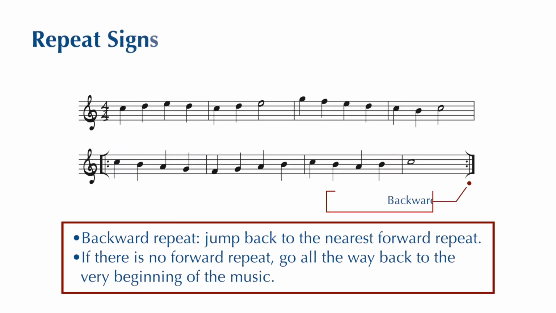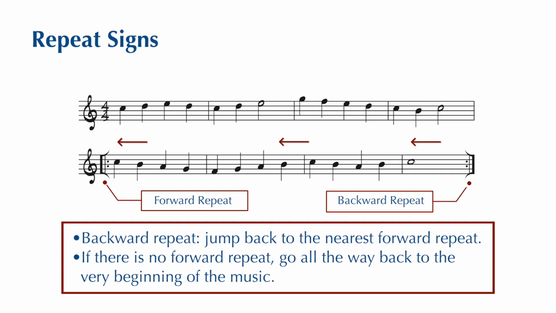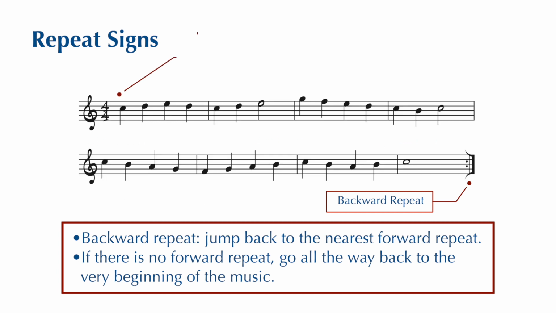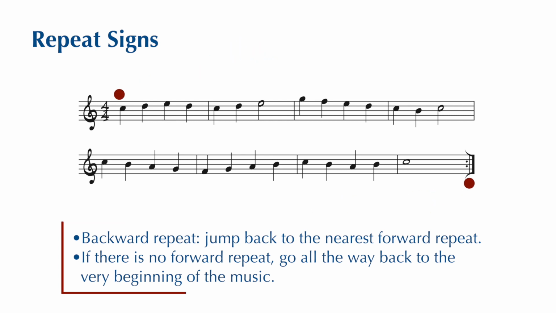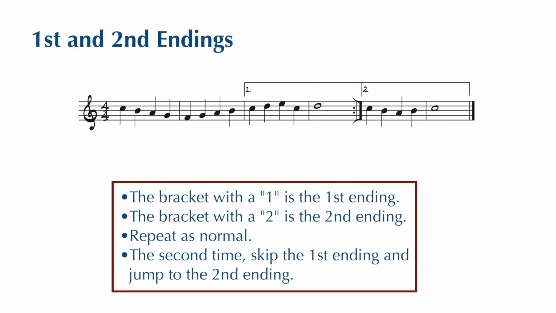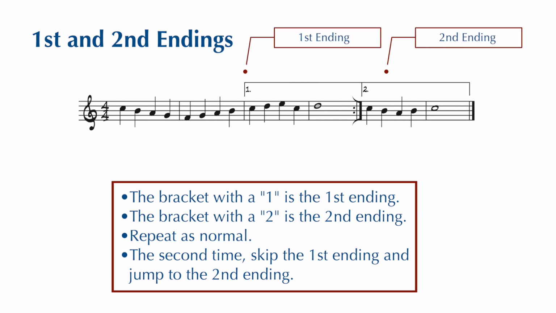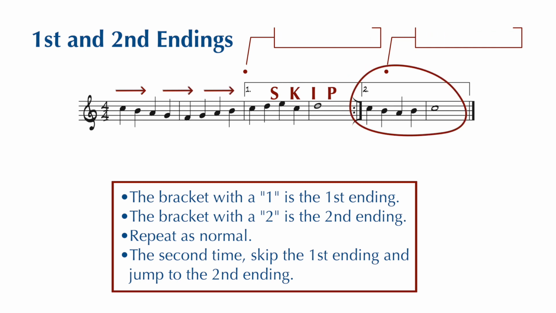A backward repeat is a double line with two dots facing left. It means to jump back to the nearest forward repeat, which is a double line with two dots facing right. If there is no backward repeat, you jump back to the very beginning of the music. Sometimes a repeat will include a first and second ending. The first time through, repeat is normal. The second time through, skip the first ending and jump directly to the second ending.